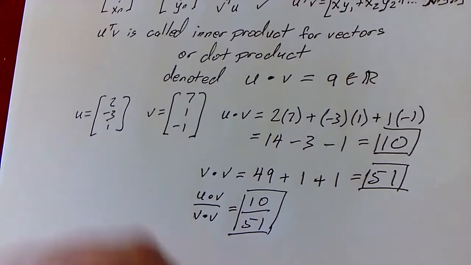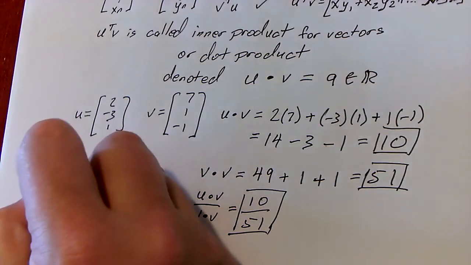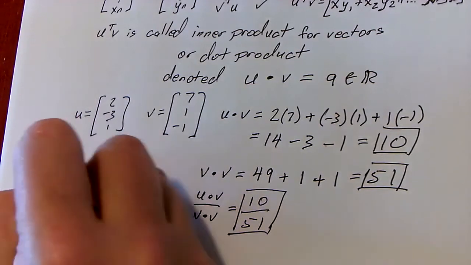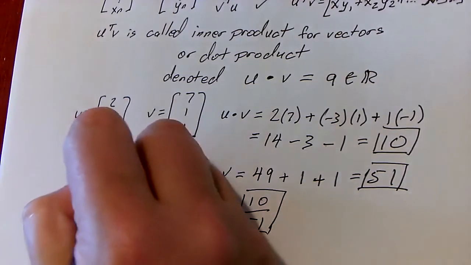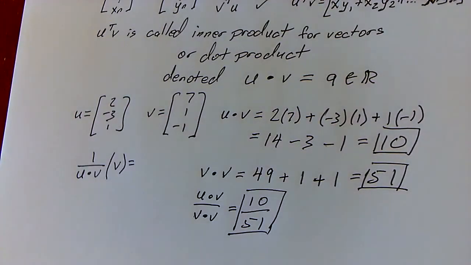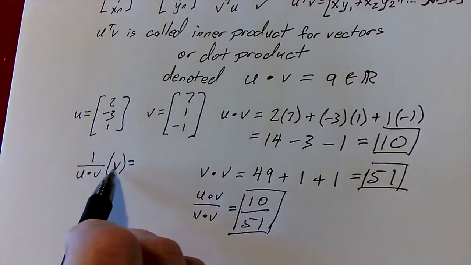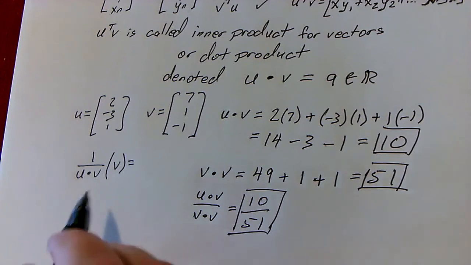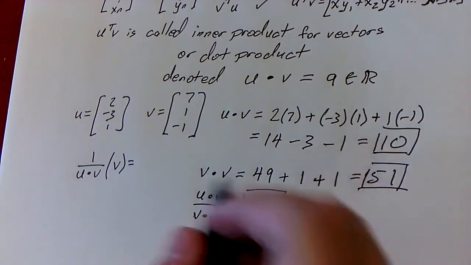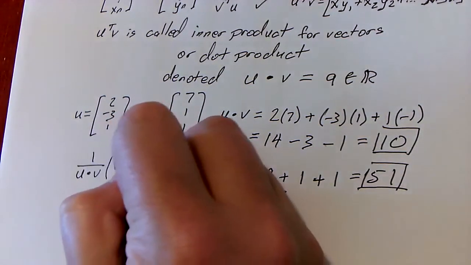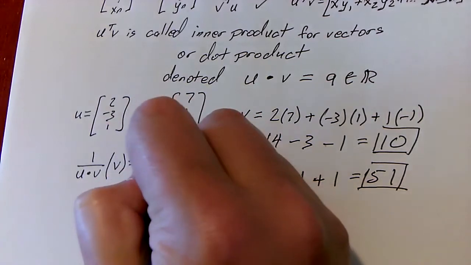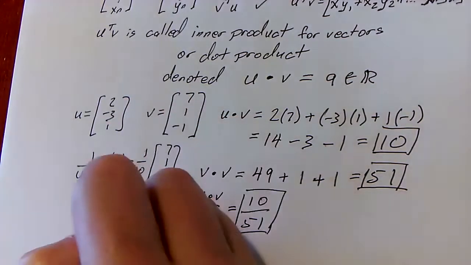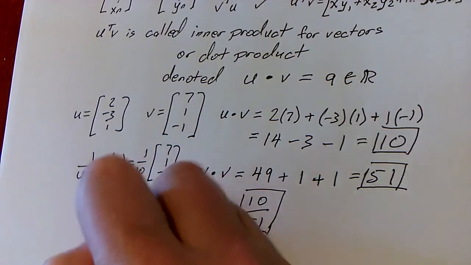I can do lots of operations here. Maybe I want to do 1 divided by U dot V, times V. Okay. So notice here U dot V is going to be a real number, but V is a vector. So U dot V I already found, it's 10. So this is going to be 1 over 10. But then V is still a vector. So the result of this multiplication is going to be that vector.